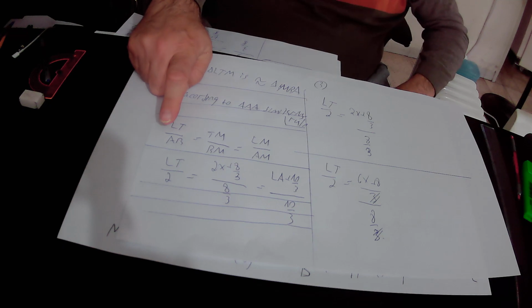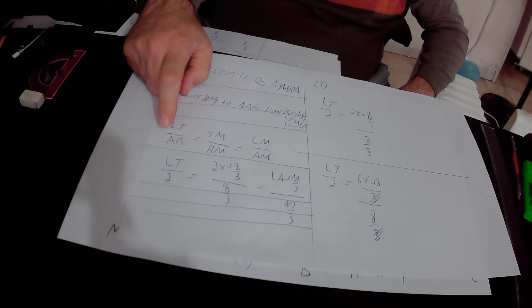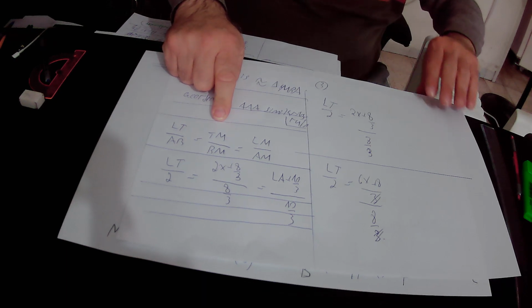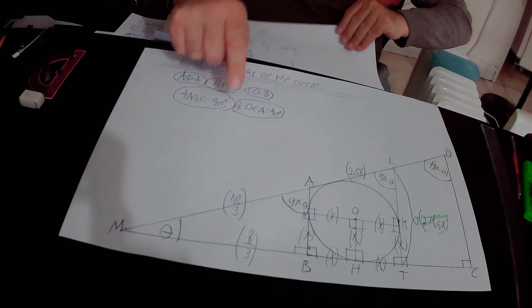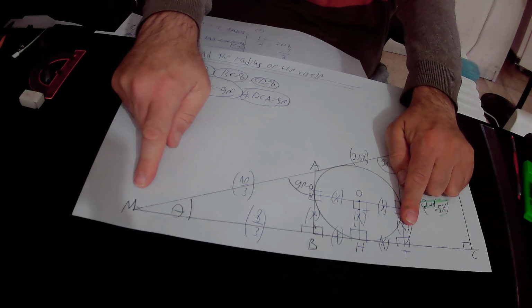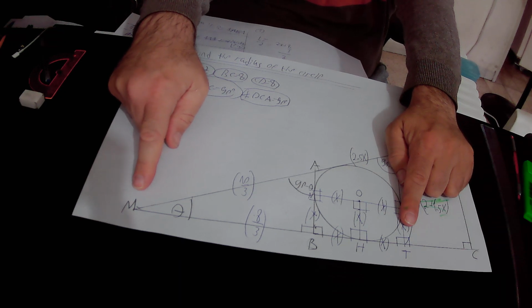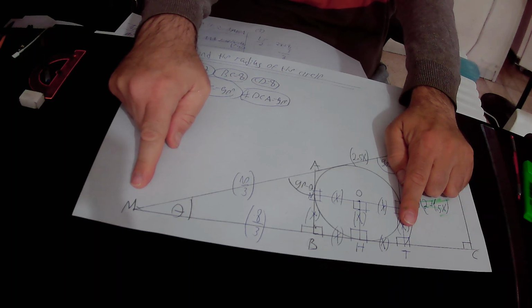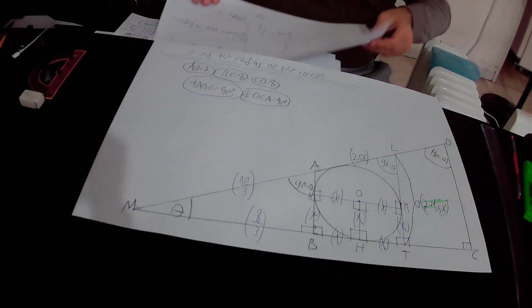LT is the missing side, so we leave it as it is, over AB. AB is 2, and it equals TM over BM. What is the length of TM? From the drawing it is very easy to see that TM in total equals TB plus BM. That is to say, TM equals x plus x plus 8 over 3. So TM in total equals 2x plus 8 over 3.